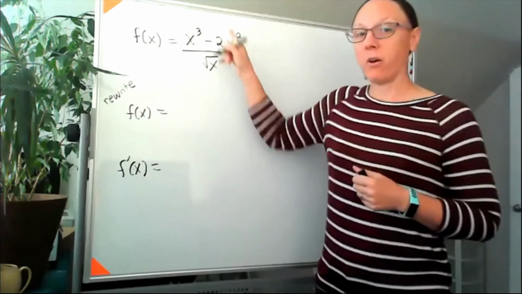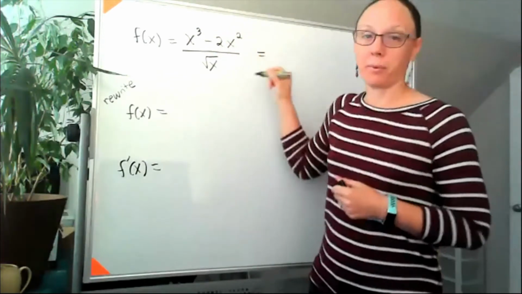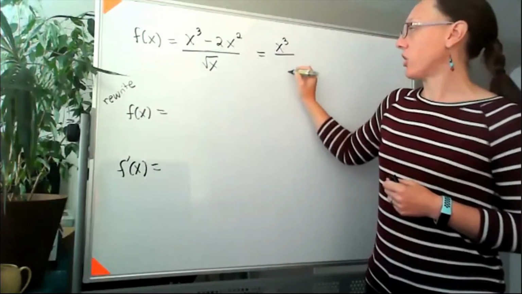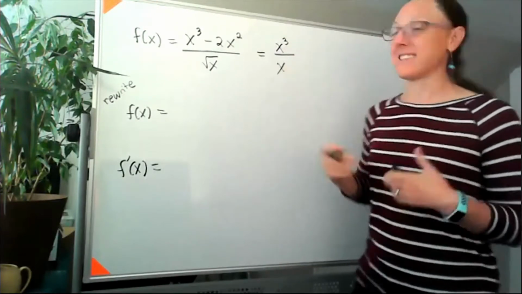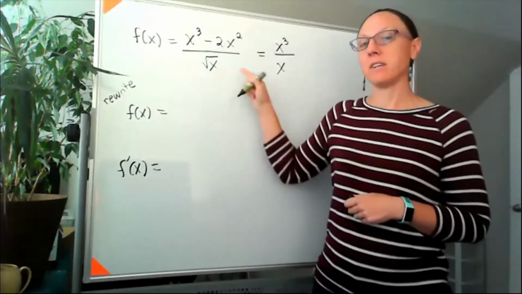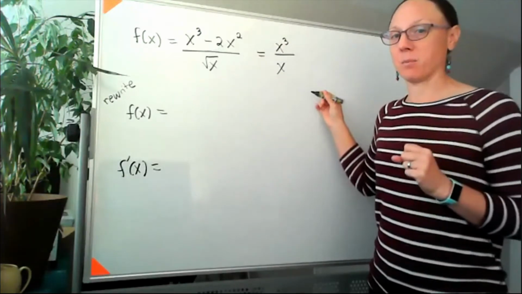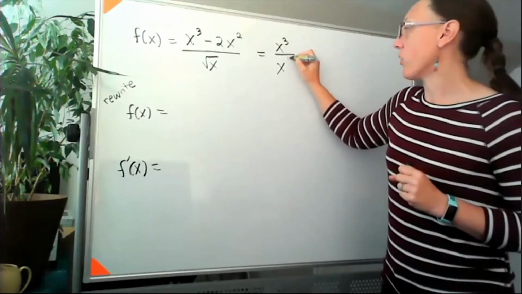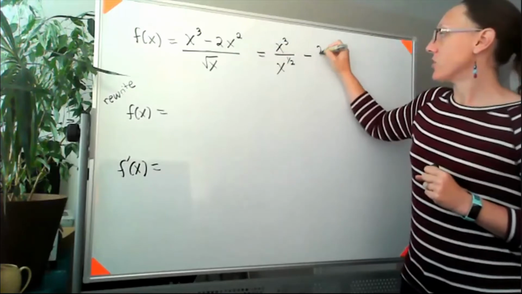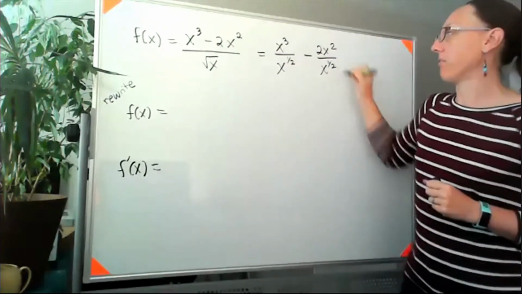So if I think about breaking this apart as two separate fractions, this can be written as x cubed divided by, and since my goal is to make this look like x is raised to powers, I'm going to take that square root and write that as a fraction, or a 1/2 exponent. So I've got x to the 1/2 minus 2x squared over x to the 1/2.